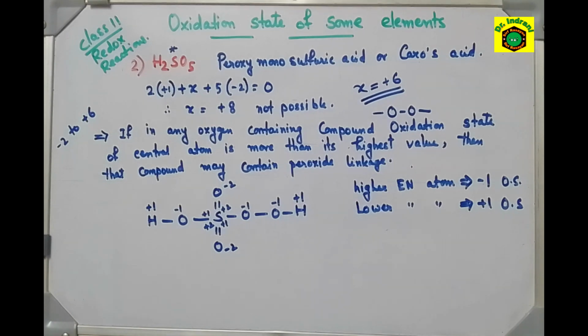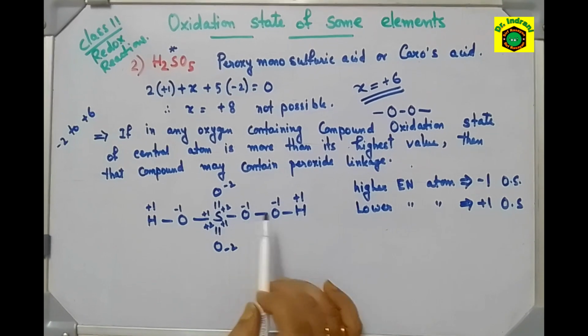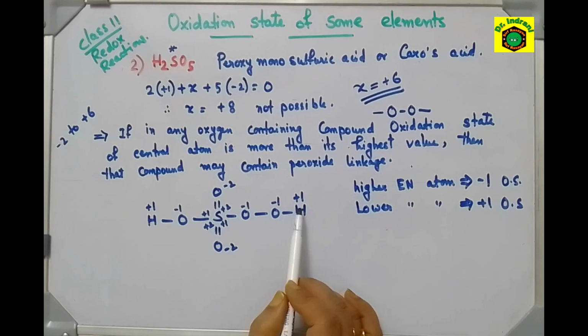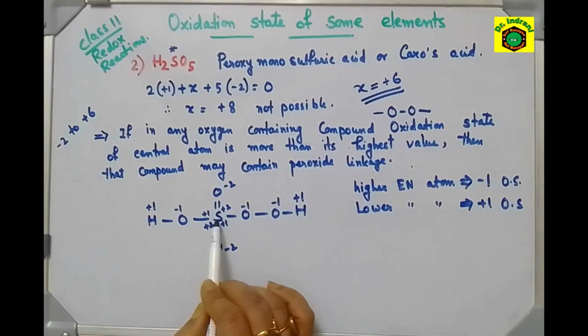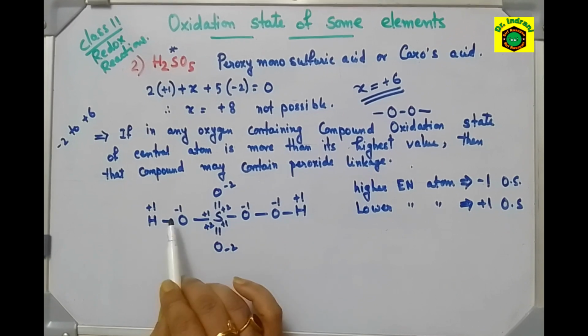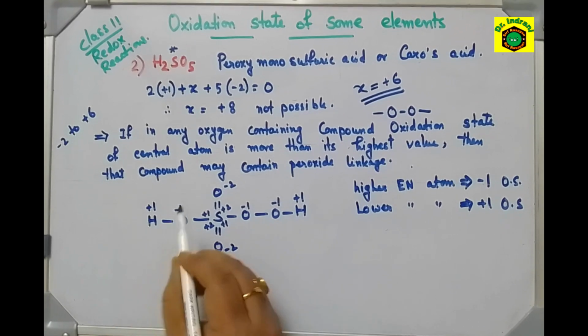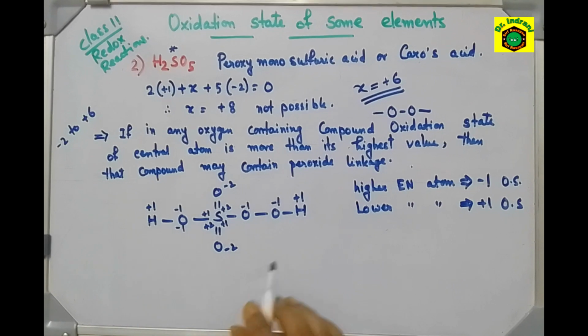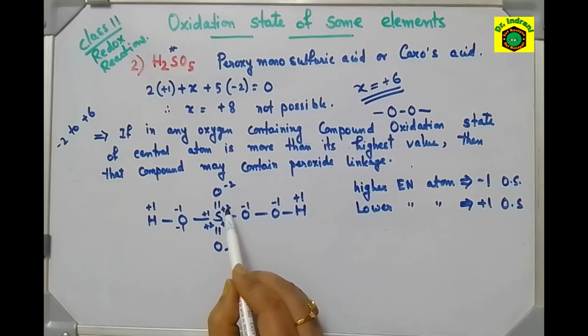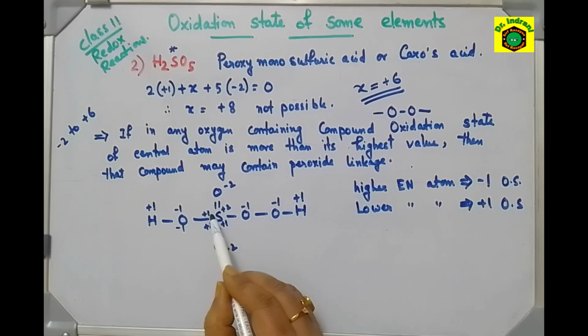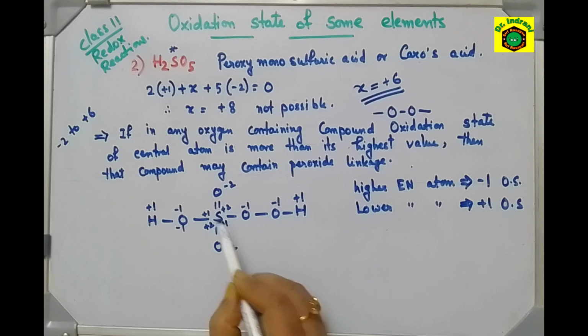Clear? So let me check here, -1, +1, this one. For this bond we are writing +1 here, -1 here. For this bond +1 here, -1 here. Now see here, sulfur is getting 1, 2, 3, 4, 5, 6. Just add all the oxidation states: 1, 2, 3, 4 plus 5, 6.